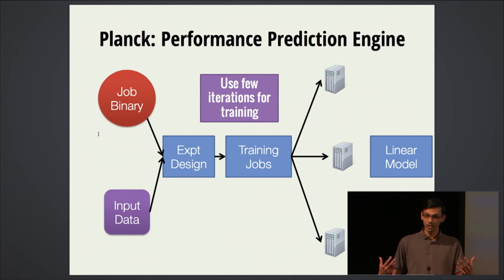So let's just summarize the whole procedure here that we use for performance prediction. So we have a job that the user wants to run and some input data that the job is going to use, and we feed characteristics of both of them to the experiment design model that I showed before.